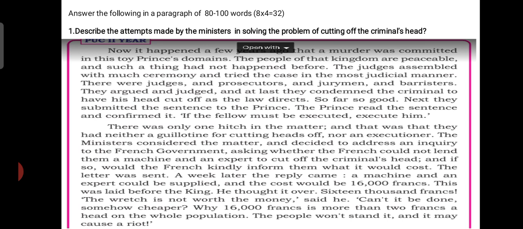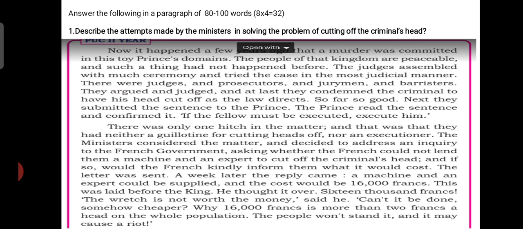The ministers considered the matter and decided to address an inquiry to the French government, asking whether the French could lend them a machine and an expert to cut off the criminal's head. Now what do they do?